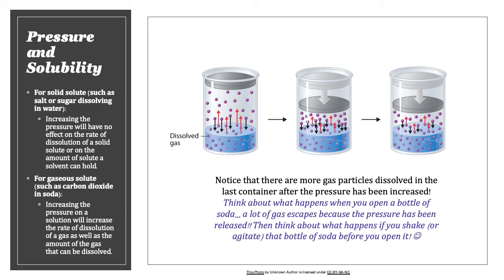So if you take a look at this picture over here, there's 3 different canisters. The first canister, it's at an equilibrium right here. We've got some gas outside the liquid, some gas dissolved in the liquid. If we push this plunger down and we increase the pressure inside this container, you'll start to notice that eventually, once this system comes to a new equilibrium, we'll have more of those gas particles dissolved in that liquid. And so the greater the pressure, the more gas that can be dissolved in that liquid. So higher pressure equals more dissolved gas. Lower pressure equals fewer dissolved gas particles. And again, pressure doesn't have any effect on solid solutes like salt or sugar.